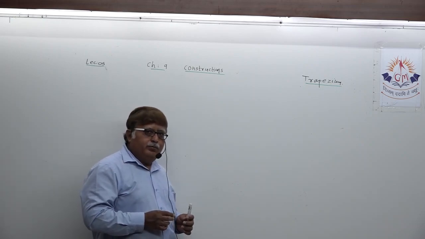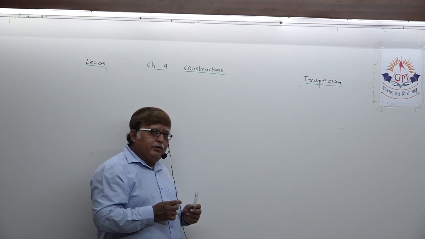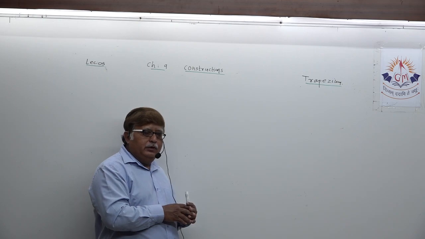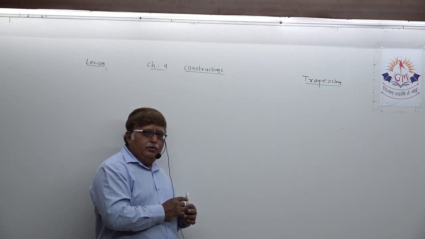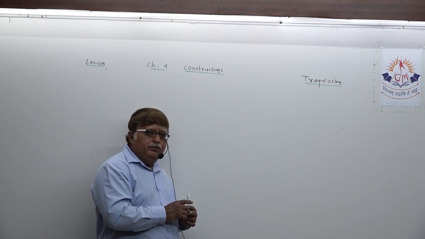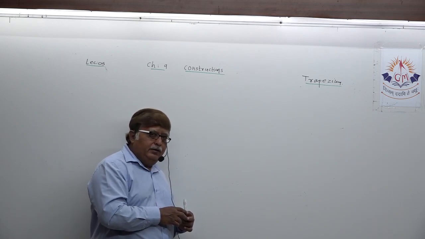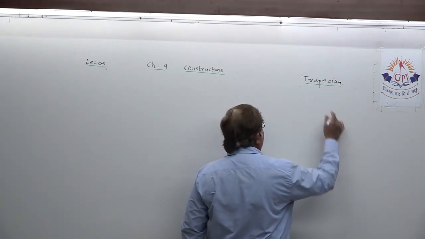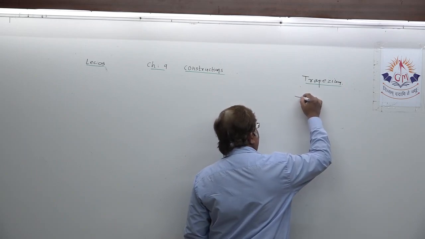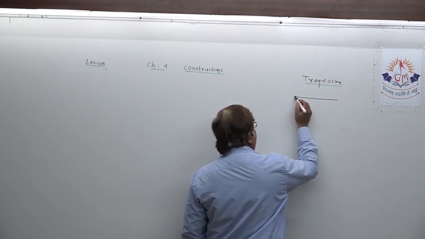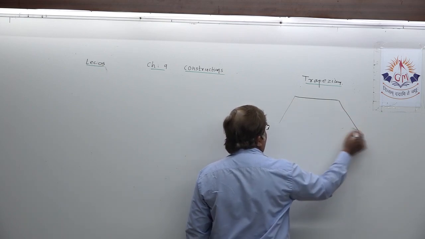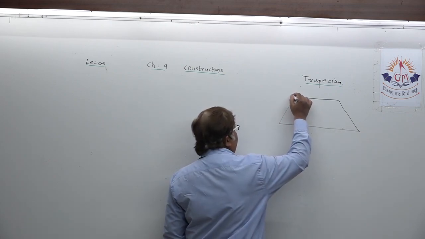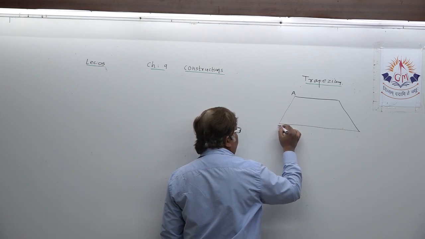Which are those properties which you will target when you construct trapezium? Because in other quadrilaterals both pairs of opposite sides are parallel, but it is not the case with trapezium. Suppose I draw some trapezium. Trapezium always looks a little uneven type of construction. Suppose this is trapezium.